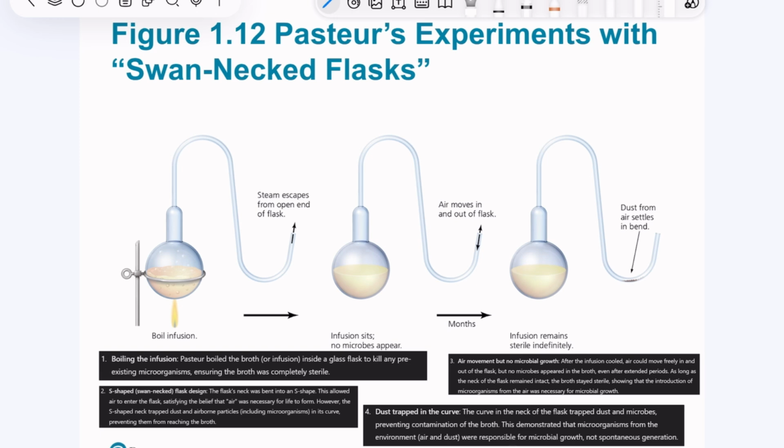So as long as the neck of the flask remained intact, the broth stayed sterile, showing that the introduction of microorganisms from the air was necessary for microbial growth. The curve in the neck of the flask trapped the dust and microbes, preventing contamination of the broth. This demonstrated that microorganisms from the environment were responsible for microbial growth and not spontaneous generation.